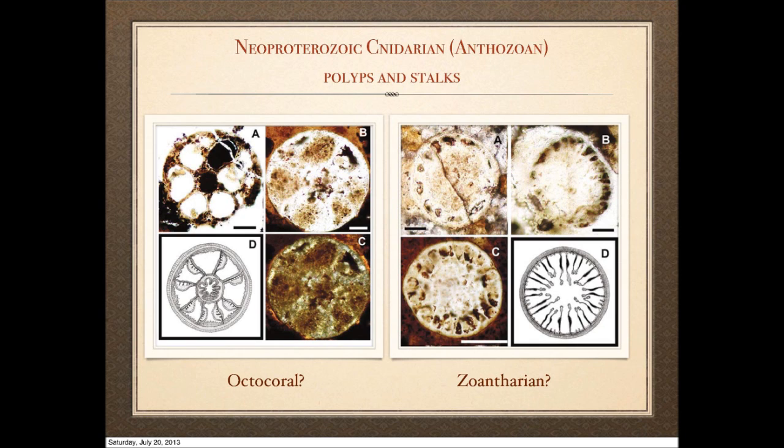On the left, you see cross-sections of things that seem to be like what are called octocorals today, that have an 8-fold symmetry, and a zoantherian, see on the right, which tends to have more of a hexagonal symmetry. But these appear to be similar to those modern groups.